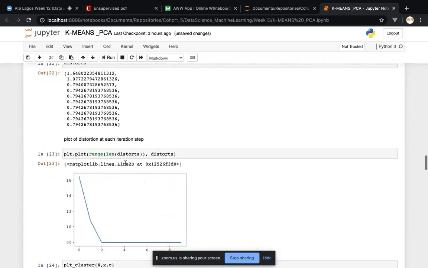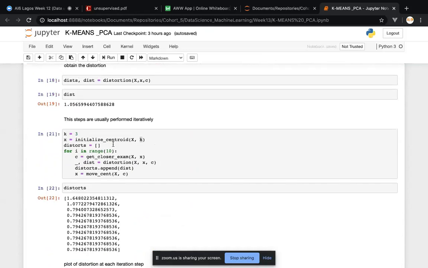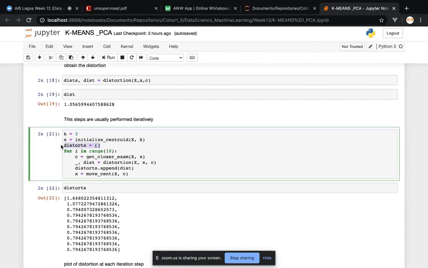Where is it? Okay, here. And then the next thing we do is to define a distort, which is just a list. Remember that plot we had of the loss? This is what distort is going to do. We want to save the distance at each iteration inside this list, and then plot it on a 2D plane to see how it reduced through the training process. Then we have a for loop.